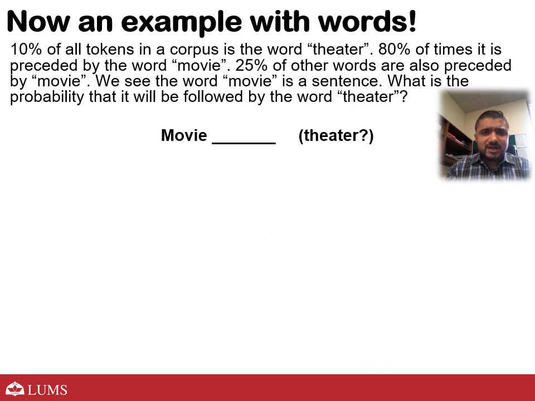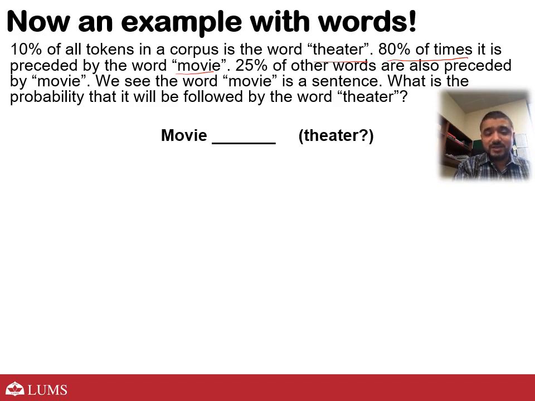All right. अब आखिरी एक example हम इसकी करते हैं जिसमें words के साथ कर लेते हैं before we move on to other stuff. So let's assume 10% of all tokens in a corpus is the word theater. So सारे tokens में से 10% tokens जो हैं word theater के. 80% of times it is preceded by the word movie. ठीक है. So 80% of times जब भी आपके पास theater आता है उससे पहले word movie आ जाता है.